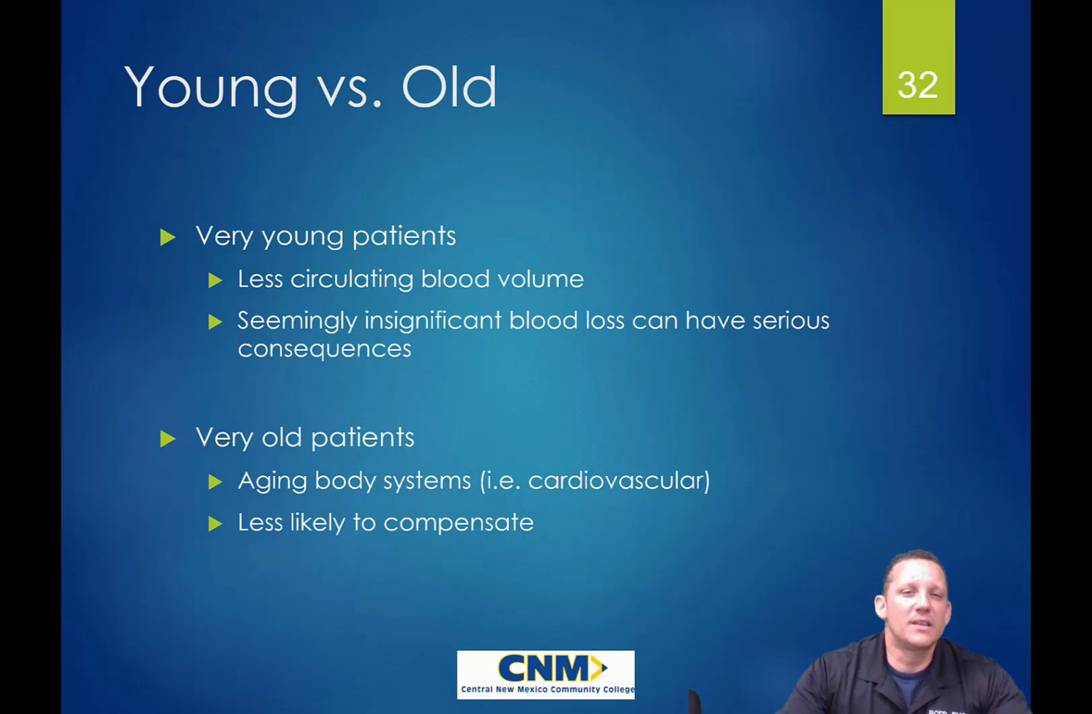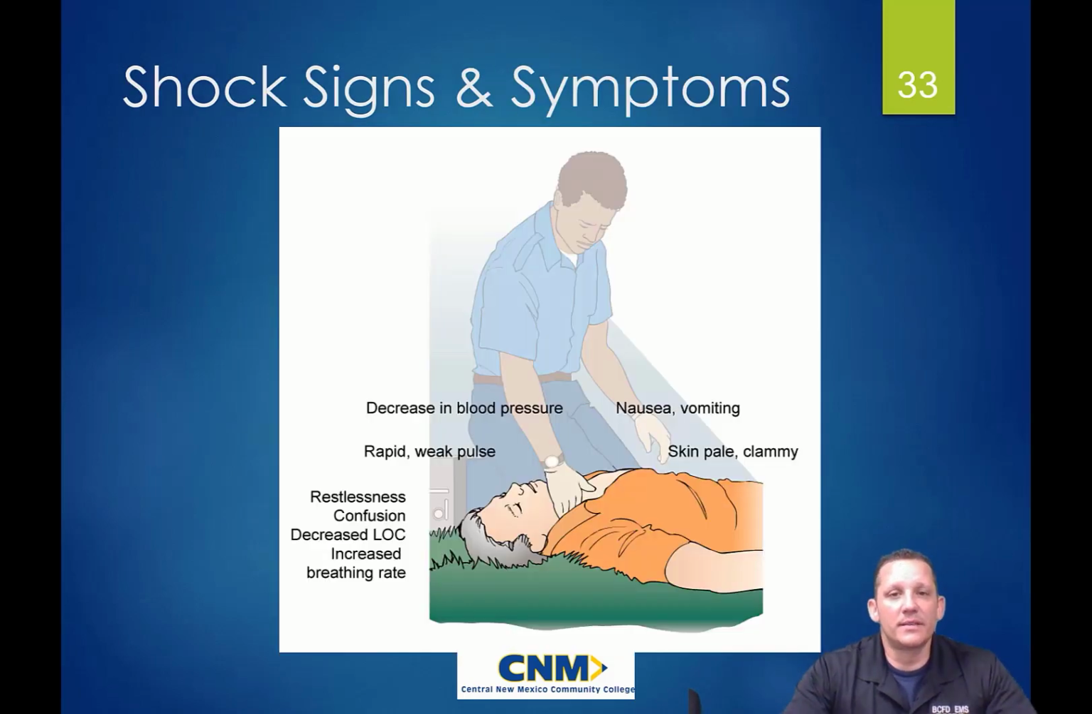If you factor in something like a beta blocker, which is controlling his rate, he is really unlikely to compensate. And so any small change in his blood volume or his pressure can cause significant problems for his perfusing status. The pictogram says these are the signs and symptoms. So we have a decrease in blood pressure, nausea, vomiting, skin pale and clammy, rapid weak pulse, restlessness, confusion, decreased LOC, increased breathing rate. All of those are standard fare for you guys.